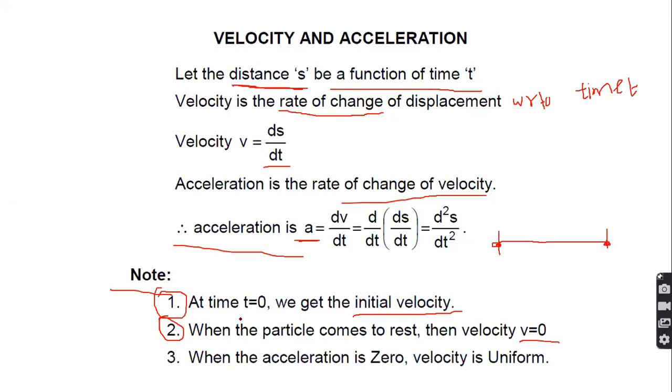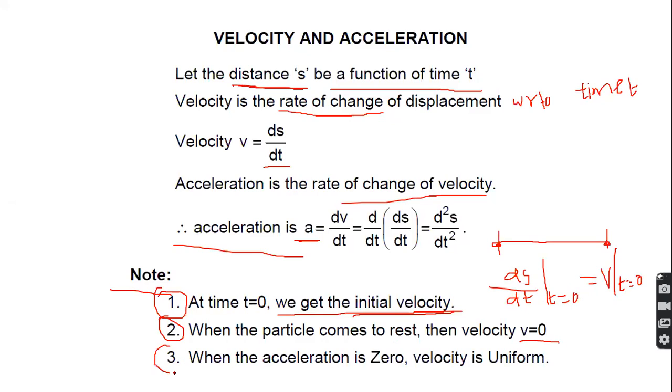At time t equal to 0, we get the initial velocity. How to write the initial velocity? ds by dt at t equal to 0. What is meant by ds by dt? ds by dt means the rate of change of displacement, at t equal to 0. Otherwise, ds by dt can also be written as the velocity at time t equal to 0. That is called the initial velocity. When the particle comes to rest after some time t, then the velocity v equal to 0.